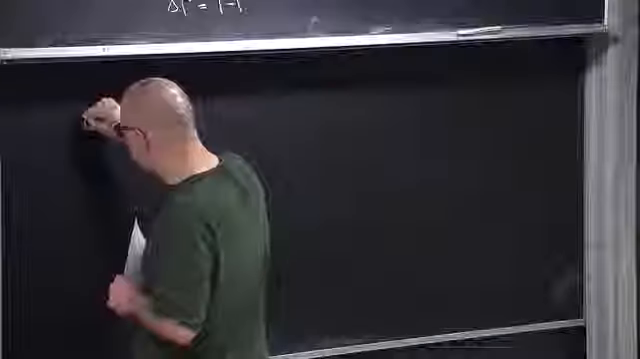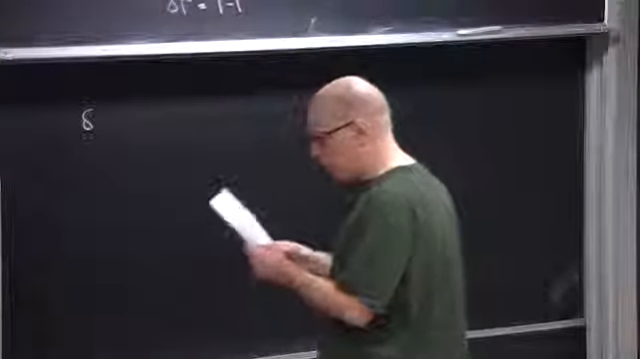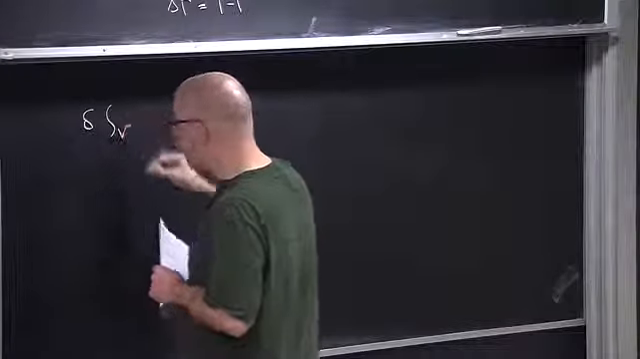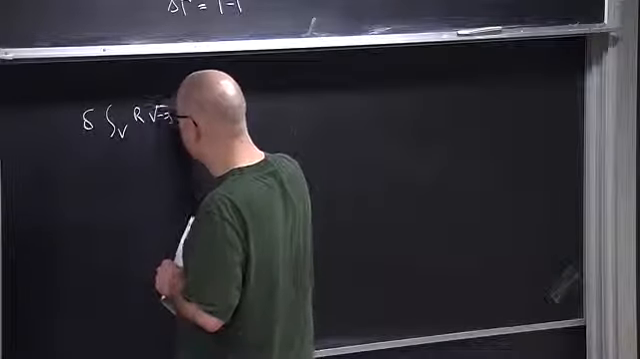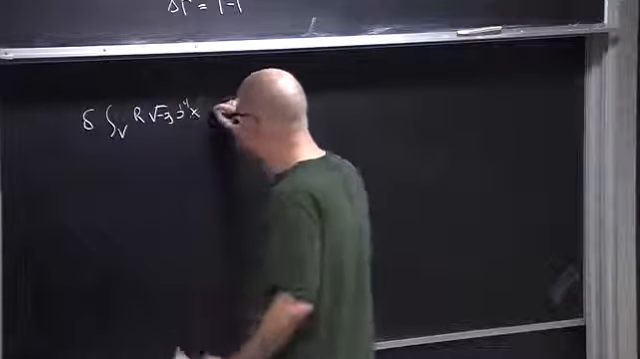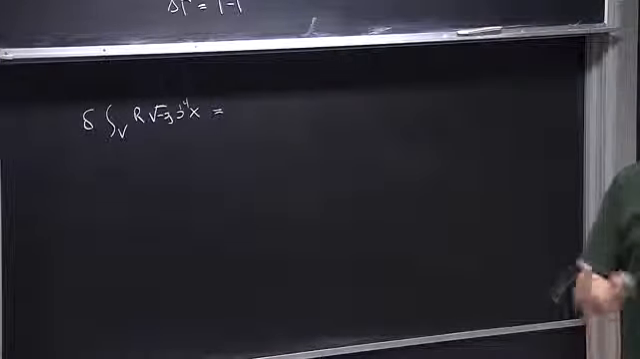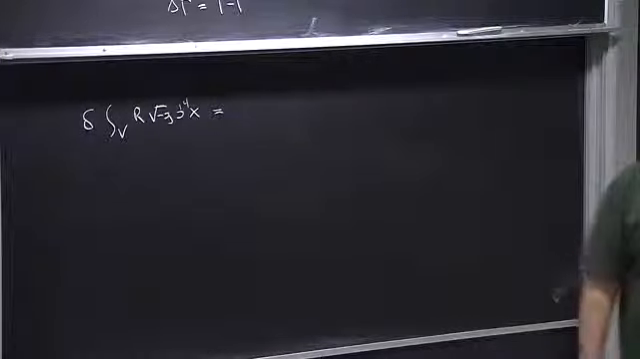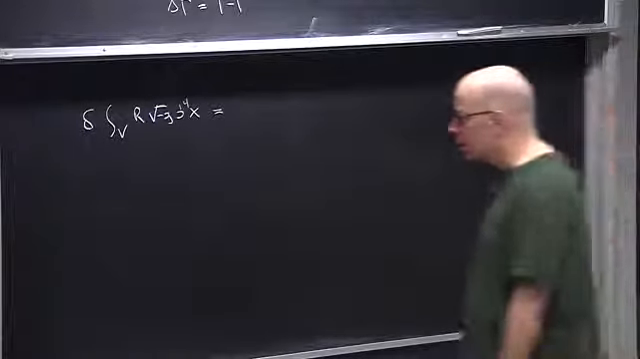So let's take our bulk term, and I'll forget about the 1 over 16 pi. That just comes along for the ride. We'll reintroduce it later on. So let's do a variation of this over here, which means that I consider two configurations with two different metrics, and I subtract one from the other. So what do we mean by that?